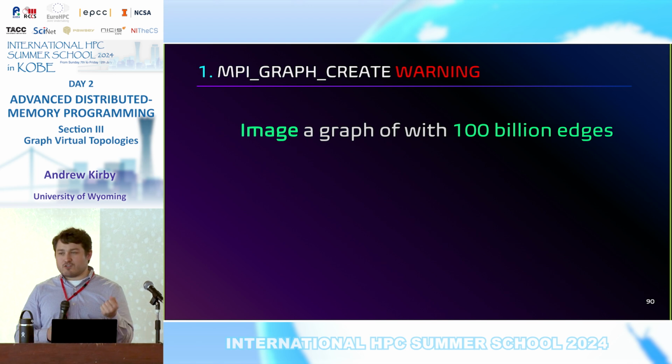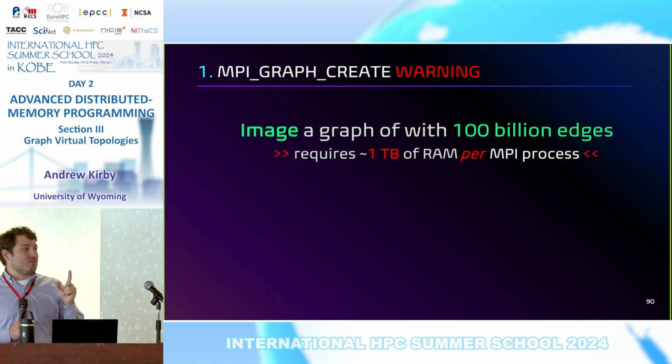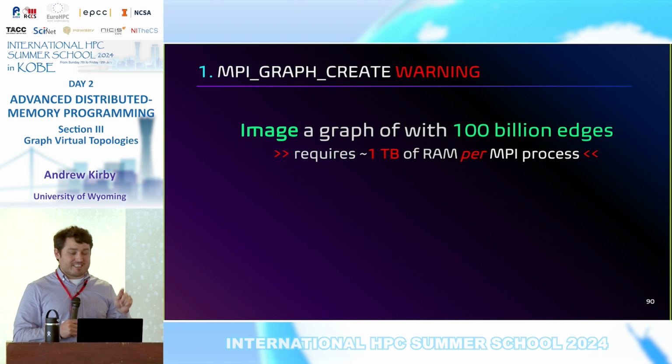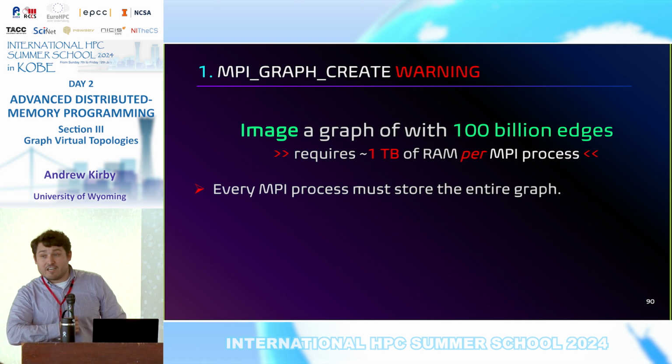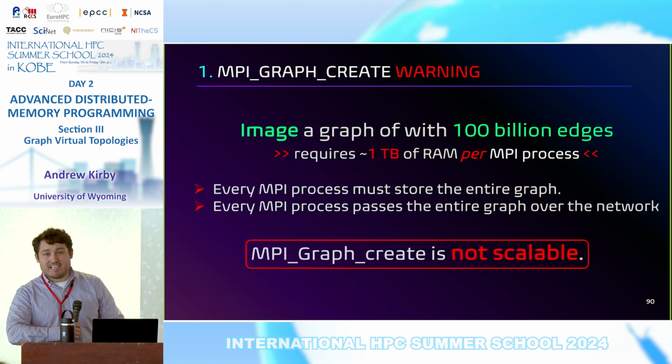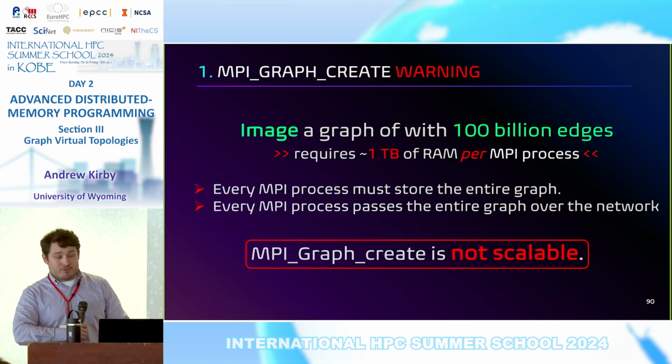You work at a social media giant, unnamed, and you are mining everyone's social connections. And there's a lot more than 100 billion edges, for example, right? So if you were to tally up how much memory it would take, it would be around a terabyte per MPI rank to store this using this technique, because there's a copy of the entire graph on every single rank. So that's pretty poor, and it's not scalable, right? So we totally advise in real life, in practice, do not use graph create.